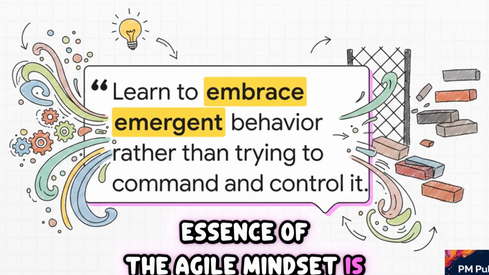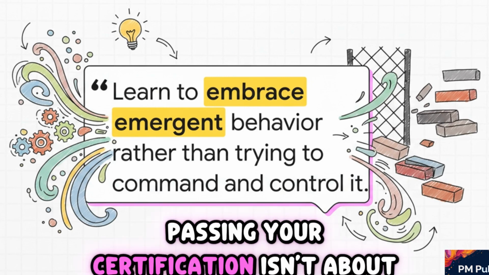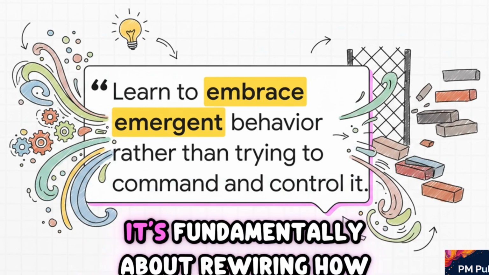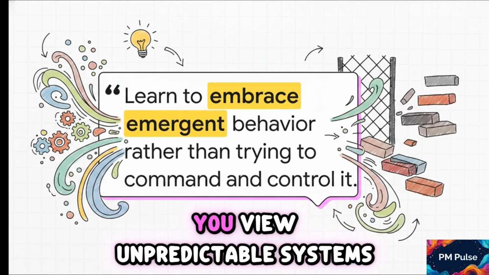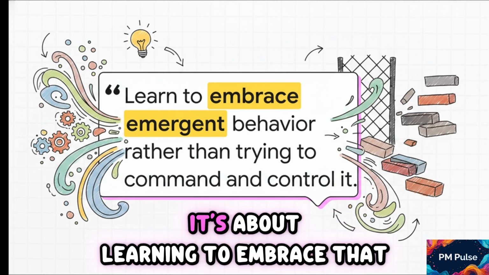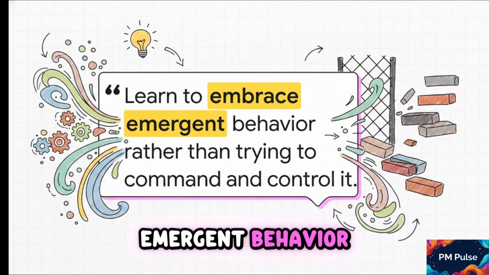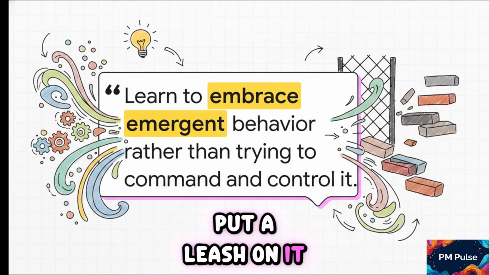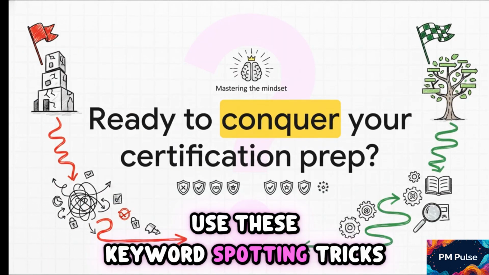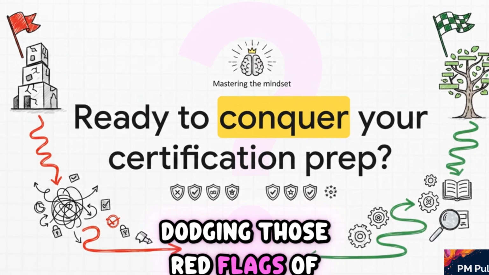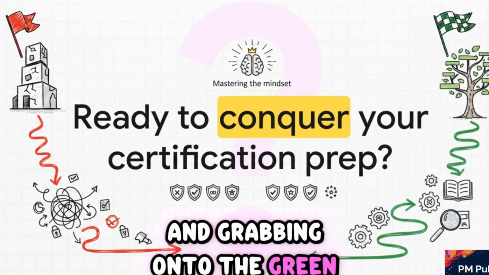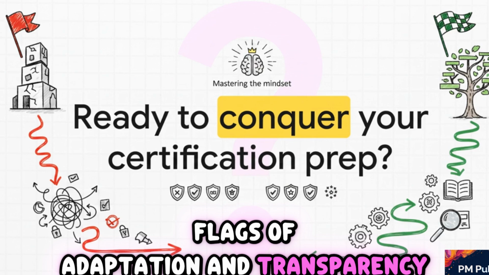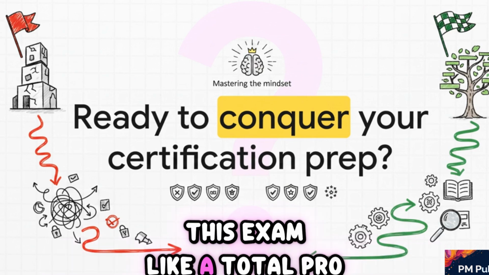At the end of the day, crushing these test questions teaches us what the true essence of the Agile mindset is all about. Passing your certification isn't about memorizing flashcards. It's fundamentally about rewiring how you view unpredictable systems. It's about learning to embrace that emergent behavior instead of desperately trying to put a leash on it. Use these keyword spotting tricks, dodging those red flags of rigid control and grabbing onto the green flags of adaptation and transparency, and you're going to navigate this exam like a total pro.